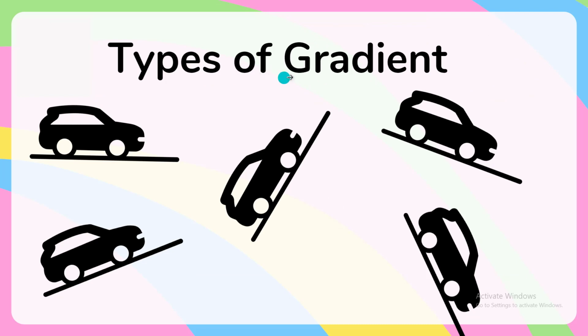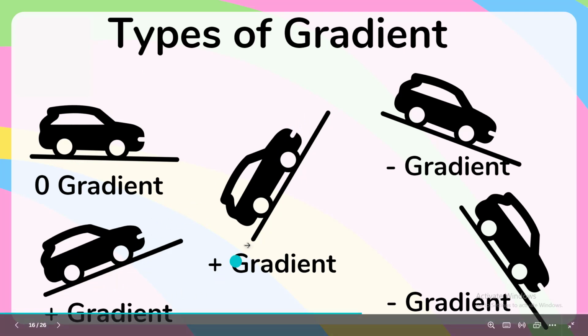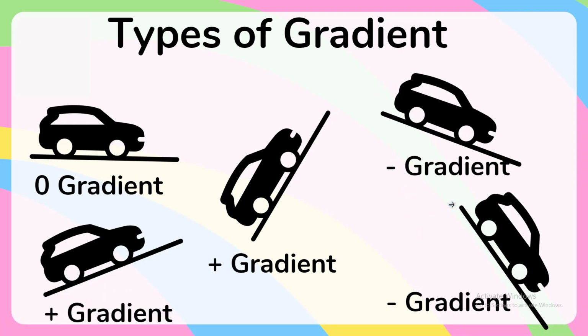Now we'll see the types of gradient. You just see these pictures. Here, if you see, there is no steepness at all. The car is going on a flat line. So here the gradient is 0. This is 0 gradient. Whereas in these two pictures, the car is climbing in the upward direction, and these two pictures tell the car is climbing in the downward direction. So how do we tell? This is 0 gradient. If it looks like climbing up or uphill, it is positive gradient, and if it is climbing down, it represents a negative gradient.